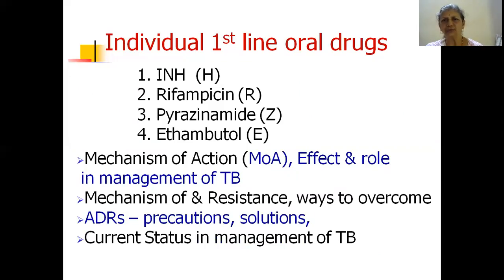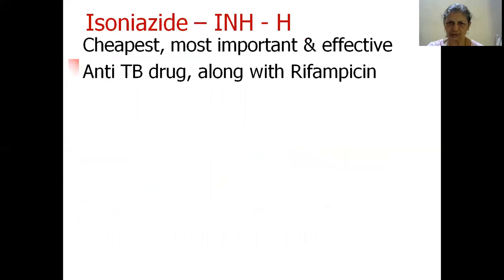So now let's go on to the individual first line oral drugs, INH, rifampicin, pyrazinamide, and ethambutol. With these drugs or subsequent drugs in Part 4, we would usually be talking about their mechanism of action and effect and role in management of tuberculosis, mechanism of resistance and ways to overcome it, adverse drug reactions and precautions or solutions to minimize them, and the current status in management of tuberculosis.